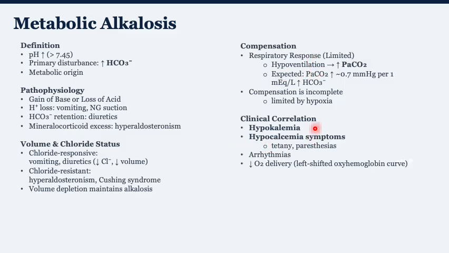So how do we clinically correlate this? A lot of times these patients will present again with other electrolyte abnormalities. They can have hypokalemia, they can have hypocalcemia symptoms, so they can have tetany or paresthesias around the mouth. Because of these electrolyte abnormalities, they can also have arrhythmias. And then they can have decreased O2 delivery. There could be a left shift in the oxygen hemoglobin curve.